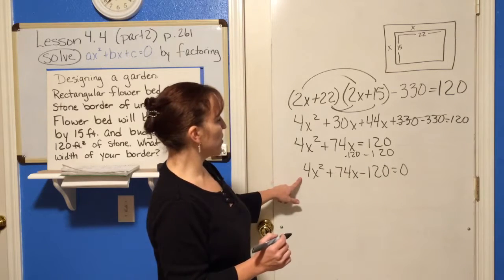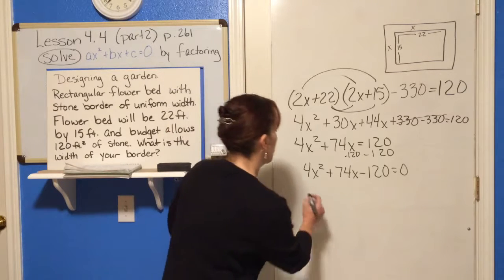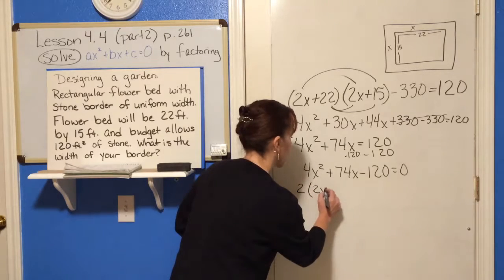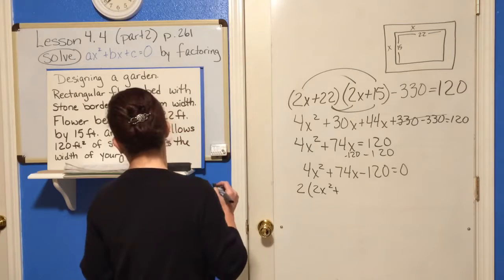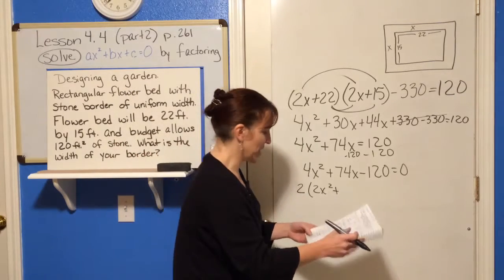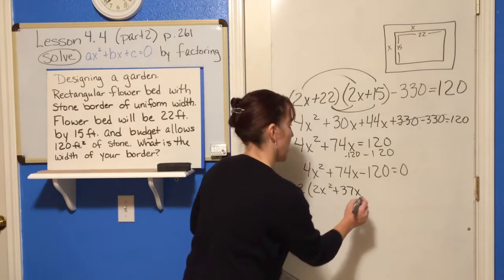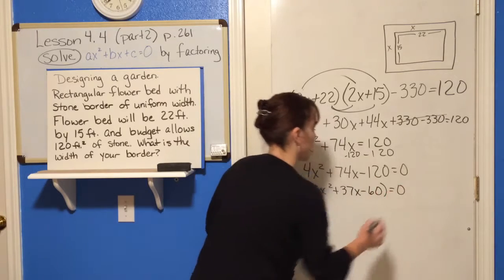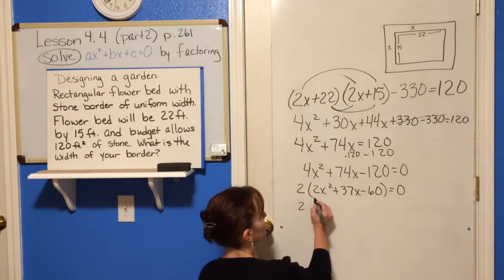Will 4 go into all of those? Will 4 go into 74? Nope, but 2 will. So 2x squared is what's left, plus, what is that, 37x. And 60 is half of 120. So now continue factoring, don't lose your 2.